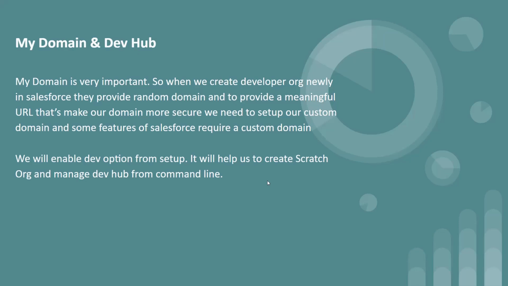Second thing, we have to enable our DevHub. DevHub helps us to create a scratch org and manage it from the command line. Whenever we are working with LWC, while pushing the code to the DevOps and to run our projects, command line arguments will be required. So it will help us to manage our scratch org and DevHub from a command line. So let's log in to the DevHub.